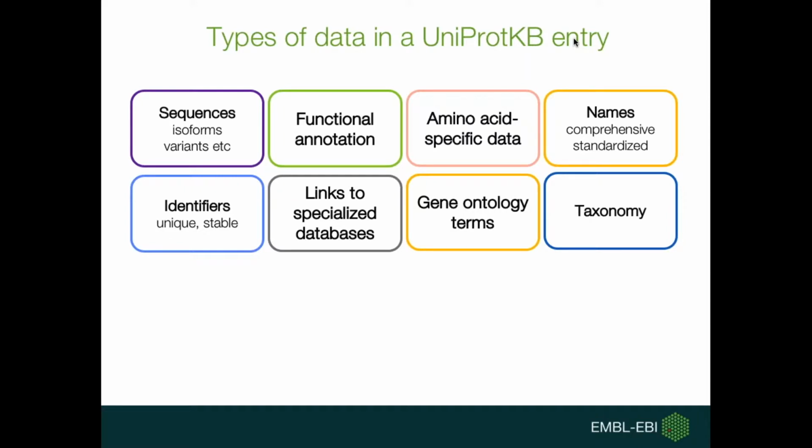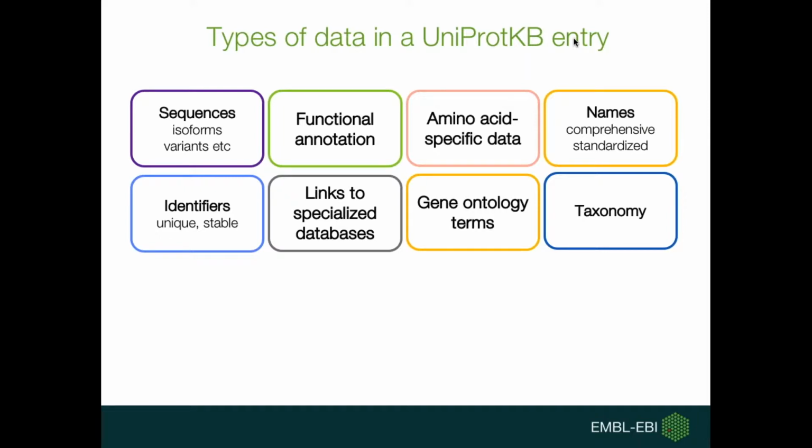All the while, we try and enforce a standardized nomenclature for proteins as far as possible. I've mentioned the identifiers, the accession numbers, which are unique and stable and should be used in publications. We also link out to a great number of specialized databases, and this is something that I'd like to come back to later on.